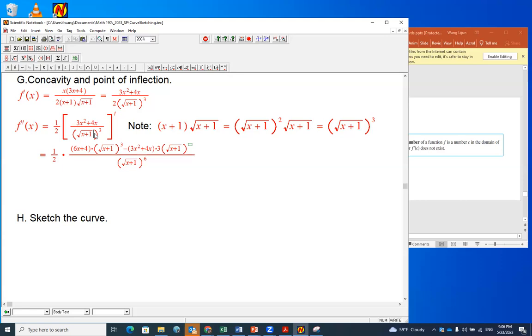Well, we first see it as a power, u to the power 3, so 3u squared, right? And then we're going to differentiate the u. Differentiating u is going to be equal to 1 over 2 times the square root of x plus 1. And the derivative of x plus 1, of course, is 1. So we got something like that.